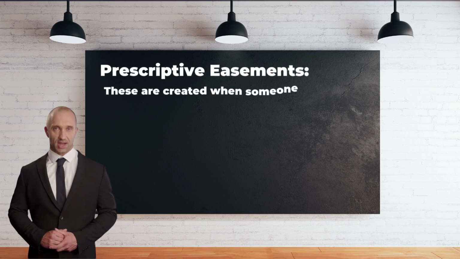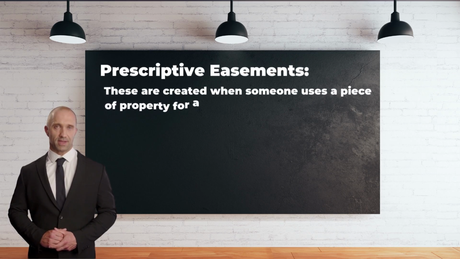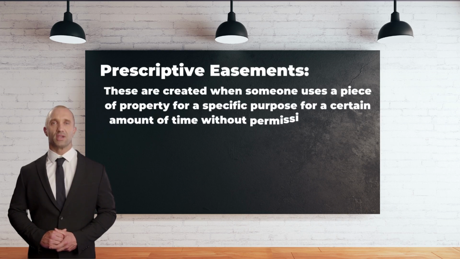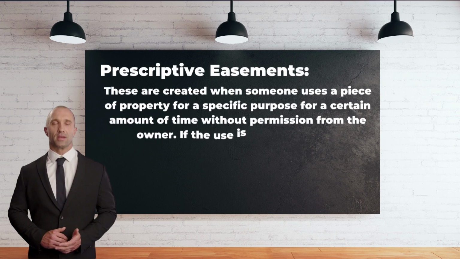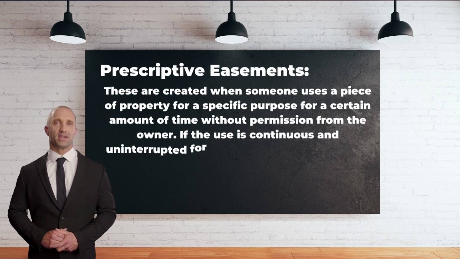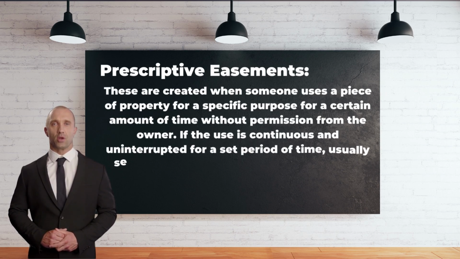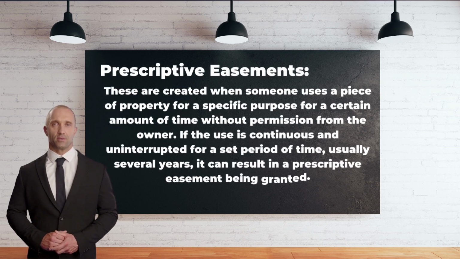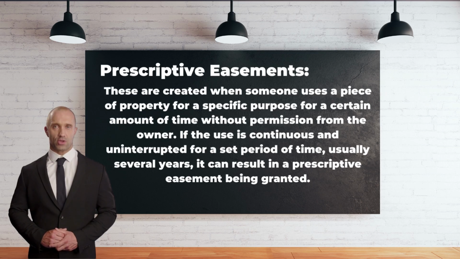Prescriptive easements are another type of easement. These are created when someone uses a piece of property for a specific purpose for a certain amount of time without permission from the owner. If the use is continuous and uninterrupted for a set period of time, usually several years, it can result in a prescriptive easement being granted. This is also known as adverse possession or squatter's rights.